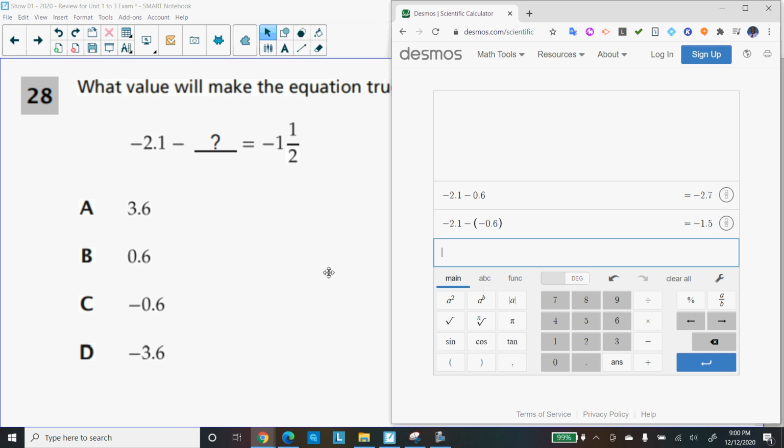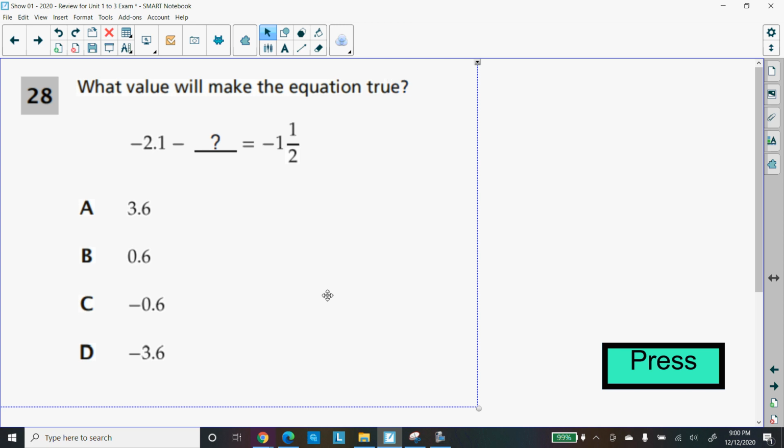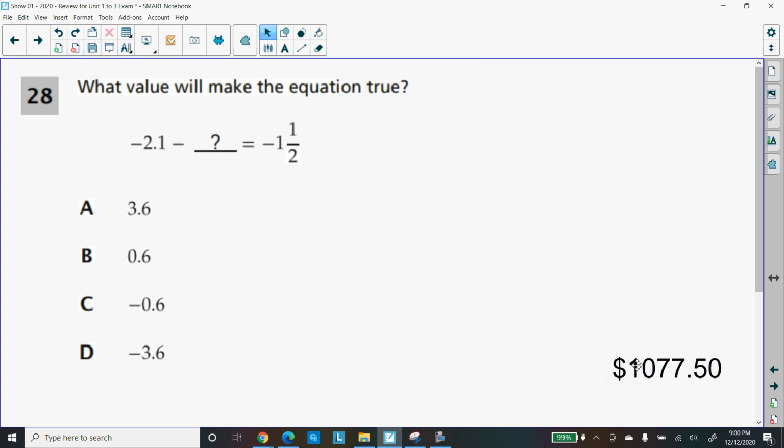So my answer is going to be choice C. So if you chose choice C, oops, no, sorry. Let's erase that. Choice C, sorry, I forgot to get rid of that answer. So choice C is the correct answer. So that was calculator work for you. All right, what else we got?